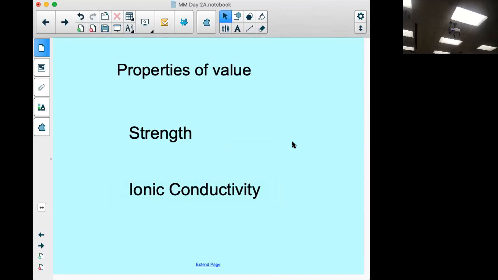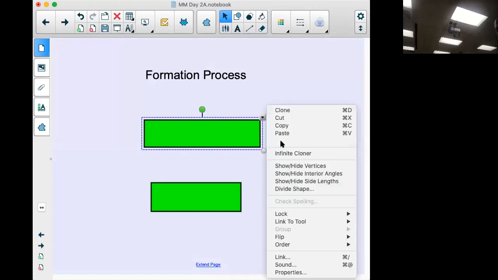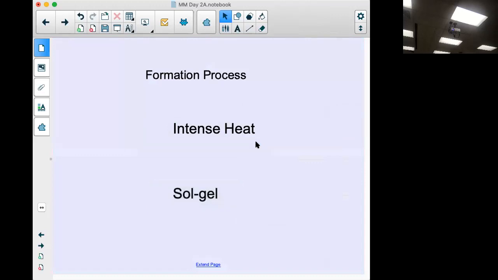Now, in order to form them, there are two processes we're going to use, okay? Either intense heat or the sol gel process. Now the intense heat is the more common. It's the older process. It's the one that I used when I was in ceramics.